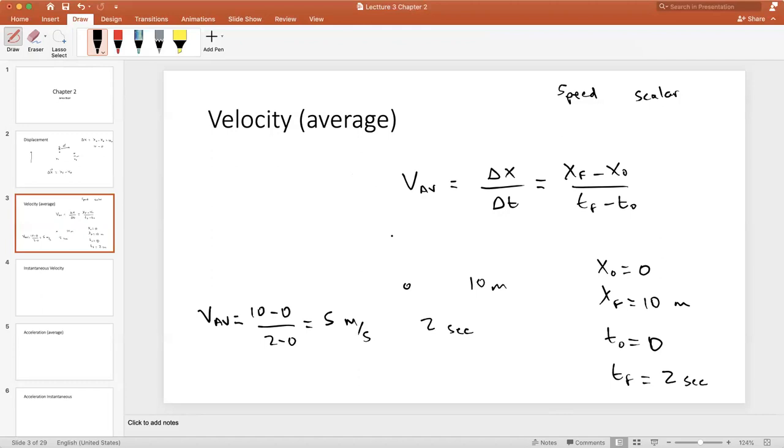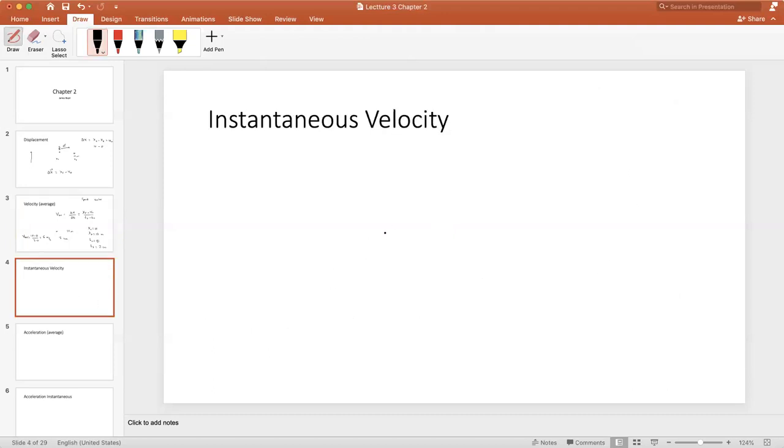That's all you need to know, is your average velocity is your change in position over your change in time in some interval. So most of the time, when we talk about velocity in this class, we are actually talking about instantaneous velocity. And the difference between average and instantaneous is a particular time. You say a time of 1.001 seconds. What is the velocity of a particle at that time? That's your instantaneous velocity.